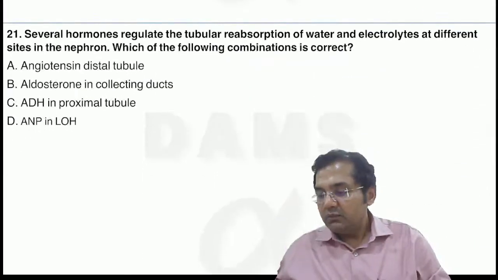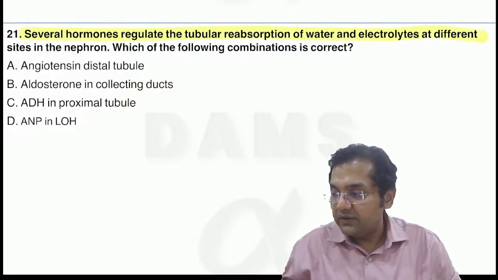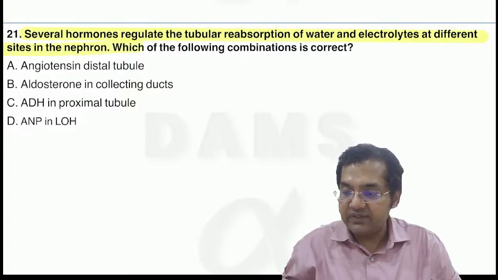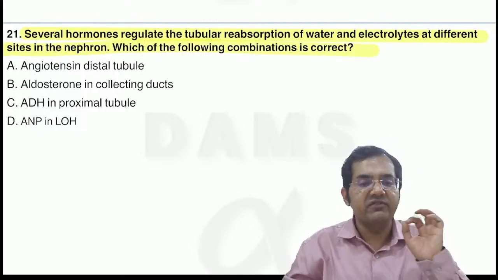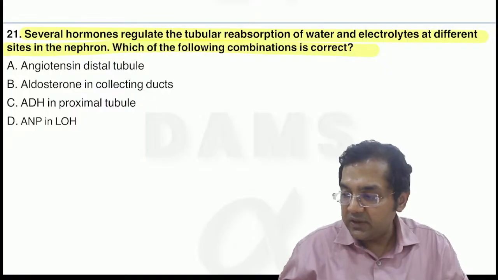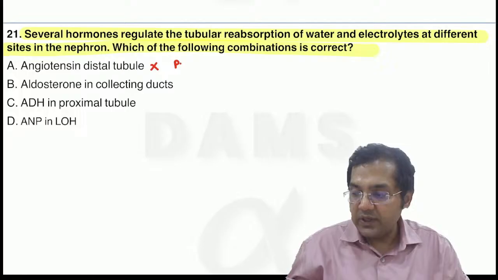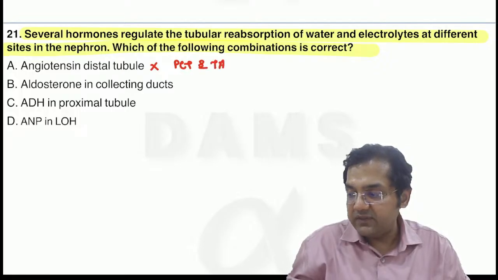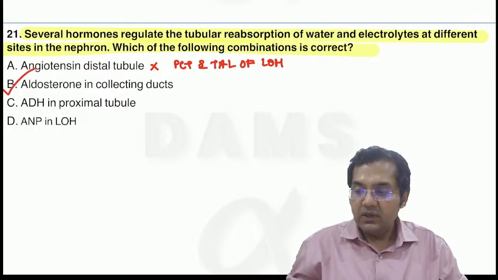Moving on to 21. Several hormones regulate the tubular reabsorption of water and electrolytes at different sites in the nephron. Which of the following combination is correct? This is a very important question. Please remember, angiotensin is not in distal tubule. Angiotensin main site is in PCT and thick ascending limb of loop of Henle. Aldosterone is the correct answer.